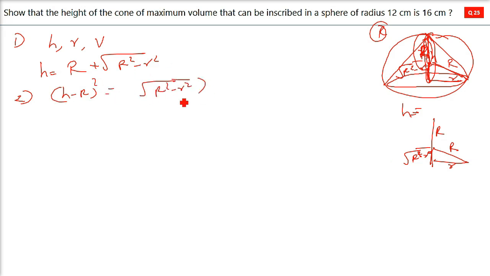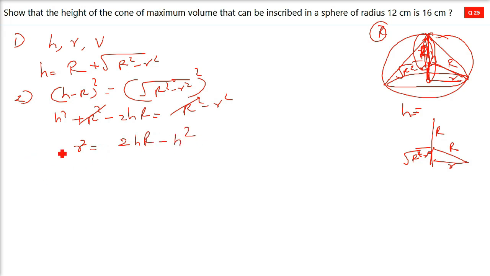You can just square both sides. So you will get h square plus R square minus 2hR equals R square minus r square. You can cancel this capital R square here. So there will be a relationship between h, small r and capital R. So r square will be equal to 2Rh minus h square. The third is the volume, 1 by 3 pi r square h.